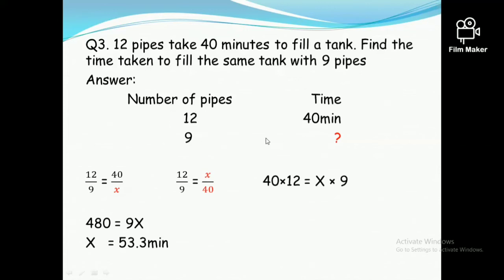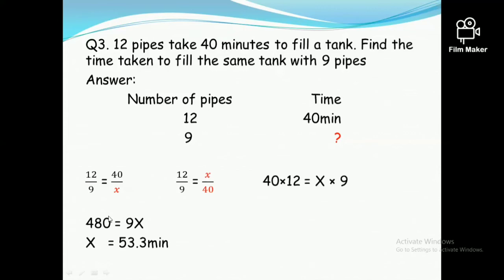Then we use the same relationship. 12 per 40, 9 per how much? Then what is the next step in inverse proportions? You just change up and down. Take this x up and 40 down. Then cross multiply. Then it will turn up to 40 into 12 equals to 9 into x.